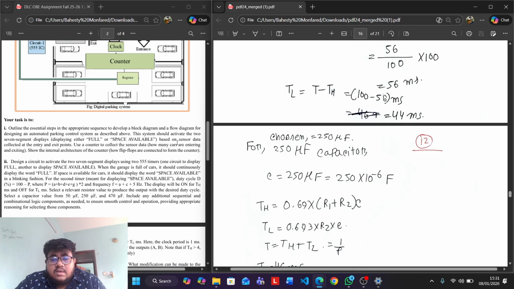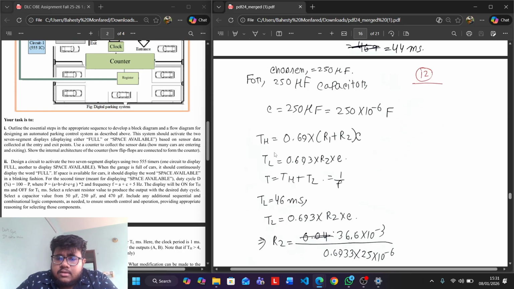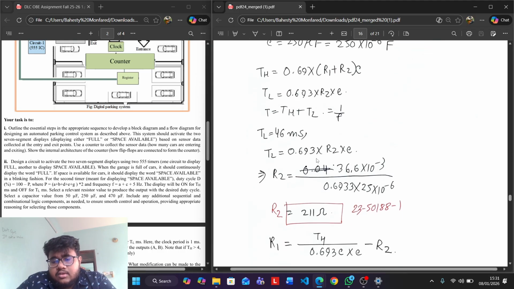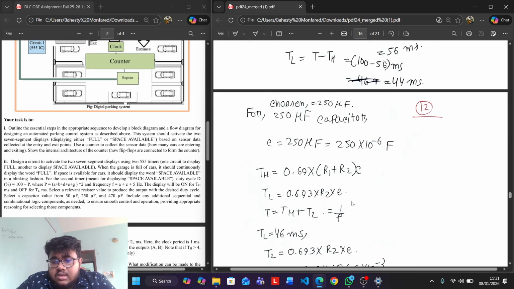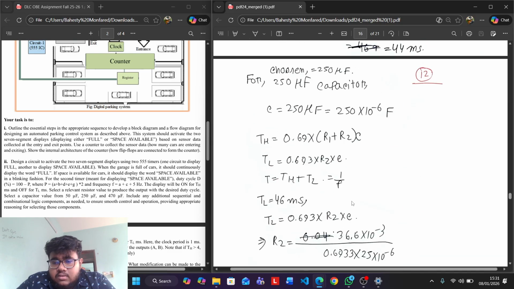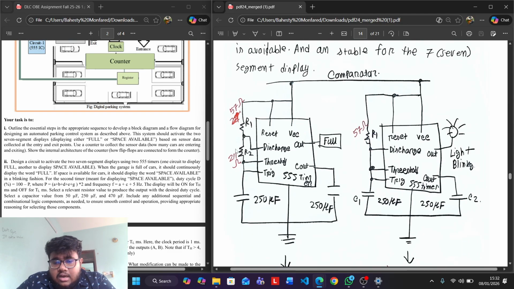Okay, so in the question we have an instruction that we can choose a capacitor value. So we have chosen a capacitor value of 200 microfarad. With 200 microfarad, we have to calculate TH. TH has a default formula of 0.693 times R1 plus R2 times C, and TL was 0.693 times R2 times C. So by solving the equations we have calculated our R2, that was 211 ohms, and R1 is 57 ohms. By solving for R1 and R2, we put R1 and R2 in the circuit.